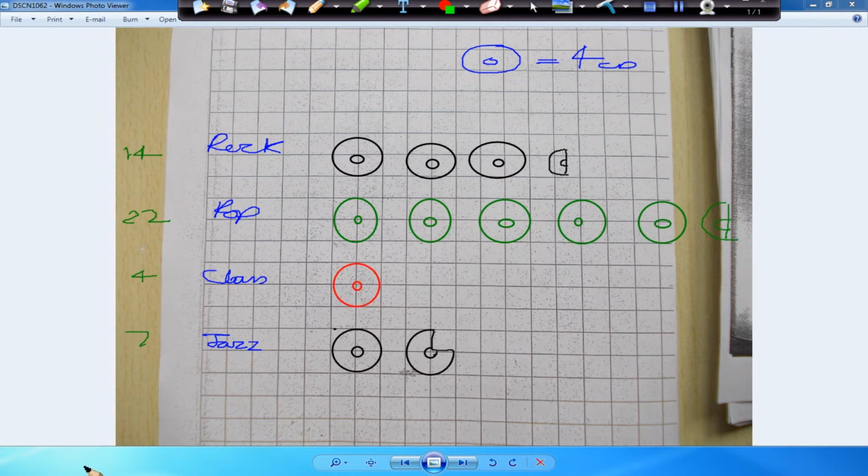Okay, folks, now that should be what your answer looks like. Classical is 4 and jazz is 7, so that's worth 4 and that's worth 3. That gives you 7 altogether. And that's the end of the first question. Okay, we're going to stop the recording here.